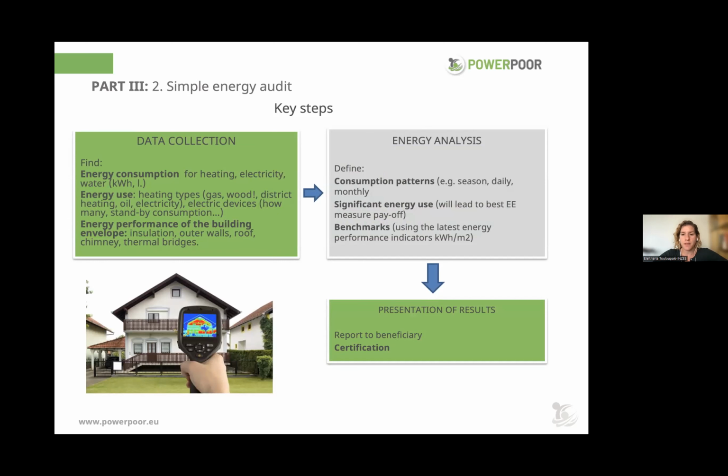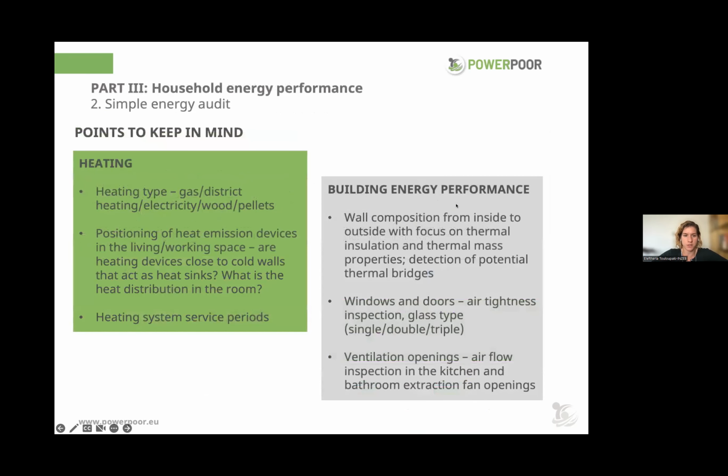And then we can gain some insights about the consumption patterns and the significant energy use. We should find which appliances, which part of the envelope, is the most significant in terms of energy use. And then using also the POWERPOOR toolkit, we can present the results to the beneficiary, a report of their situation regarding energy consumption and energy poverty.